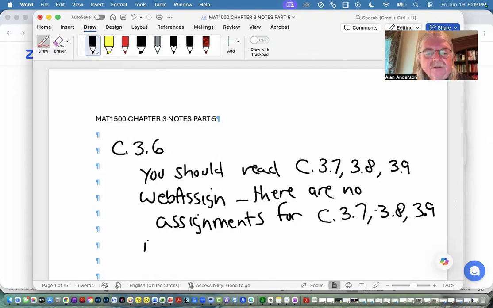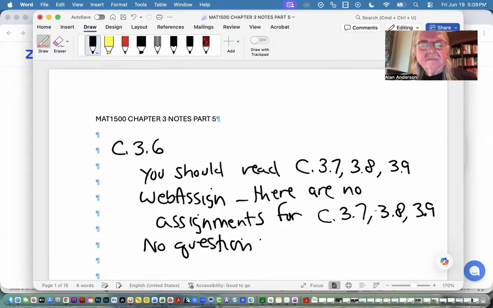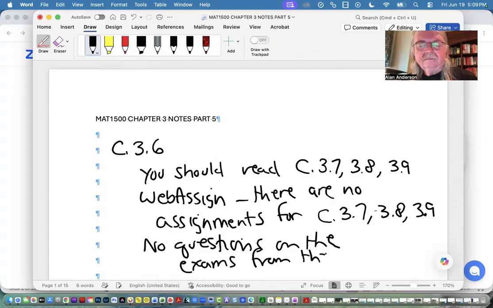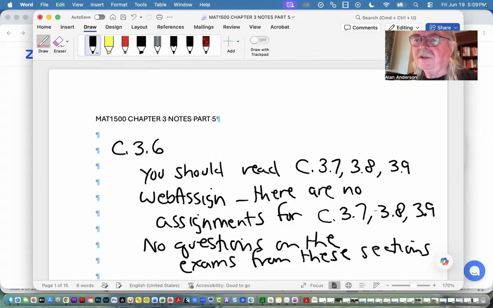I'll just mention too, no questions on the exams from these sections either. So in other words, you're not going to be held responsible for them. Just take a look, see if you find them interesting. If you do, you can go ahead and read through them. If not, it's fine because we're going to dive right into four, which is possibly the most important chapter in the book. So we really want to get to that as soon as possible.